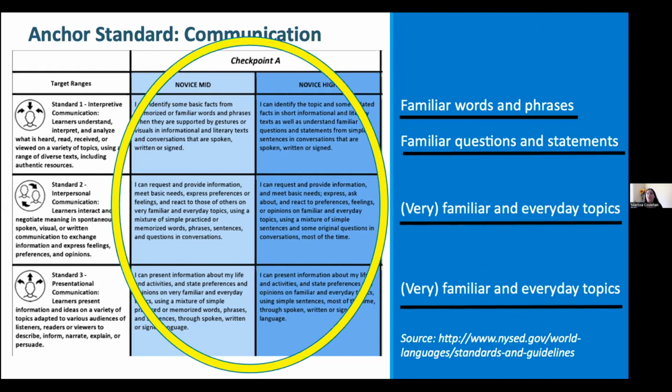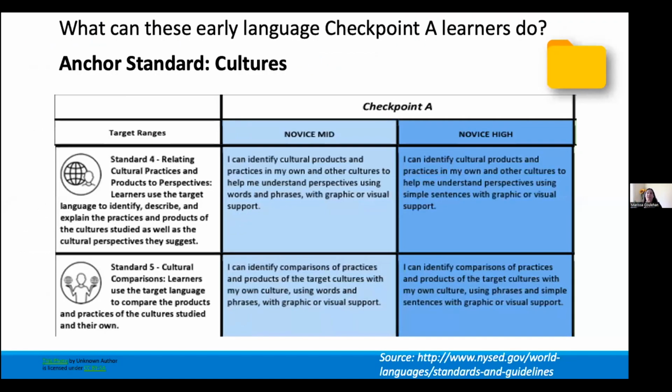Let me show you a little bit about the culture standards, standards 4 and 5, what they can do at this point.